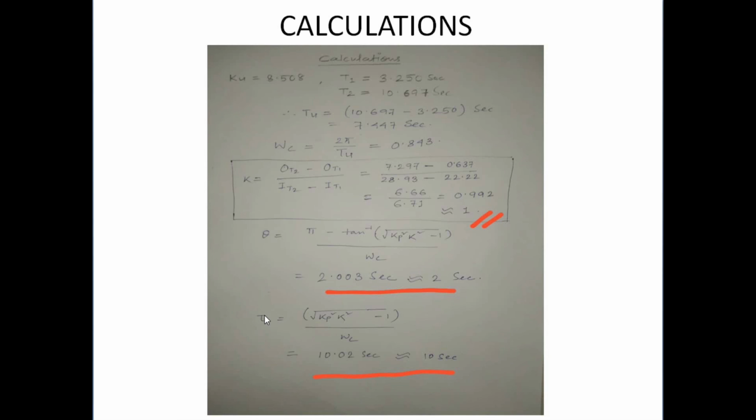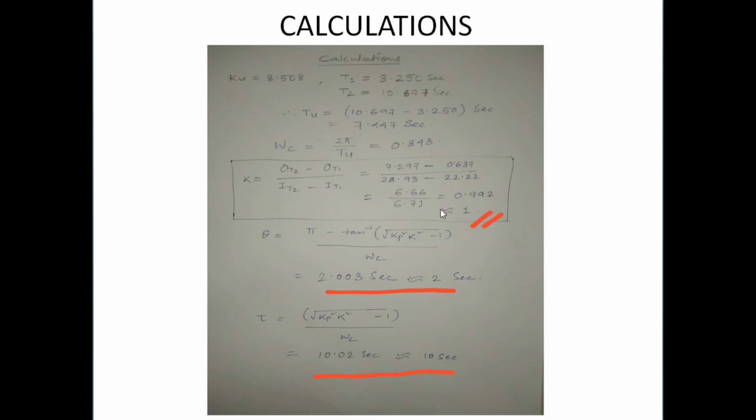And tau under root kp square k square minus 1 upon omega c, right? So from this formula we can calculate tau also, which we have got like 10.02 seconds. The actual tau in our transfer function first order plus dead time model, the actual time constant was 10 seconds, 10s plus 1 in the denominator. So tau is 10 seconds, we have got 10.02. So this is also approximately equal to 10, we can say.